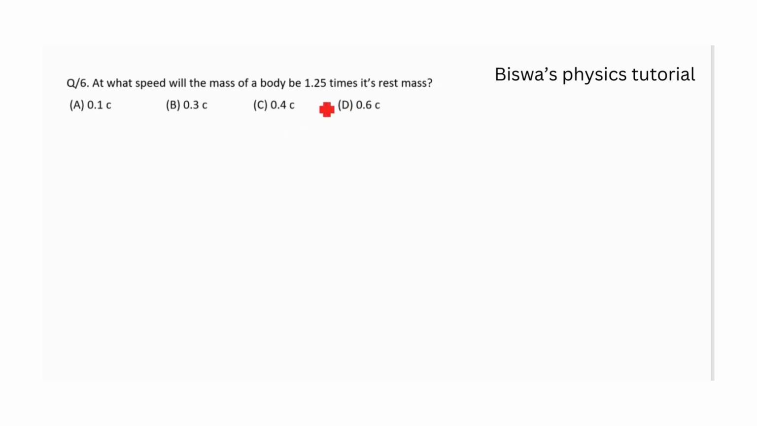Okay, this one we have to solve. It's saying that mass of a body is 1.25 times its rest mass. It's a special theory of relativity question. So we know when a body is moving, then its mass will become gamma into rest mass m naught. Here m naught is rest mass. What is gamma? Gamma is equal to 1 by square root of 1 minus v square by c square. So we use this formula to calculate.